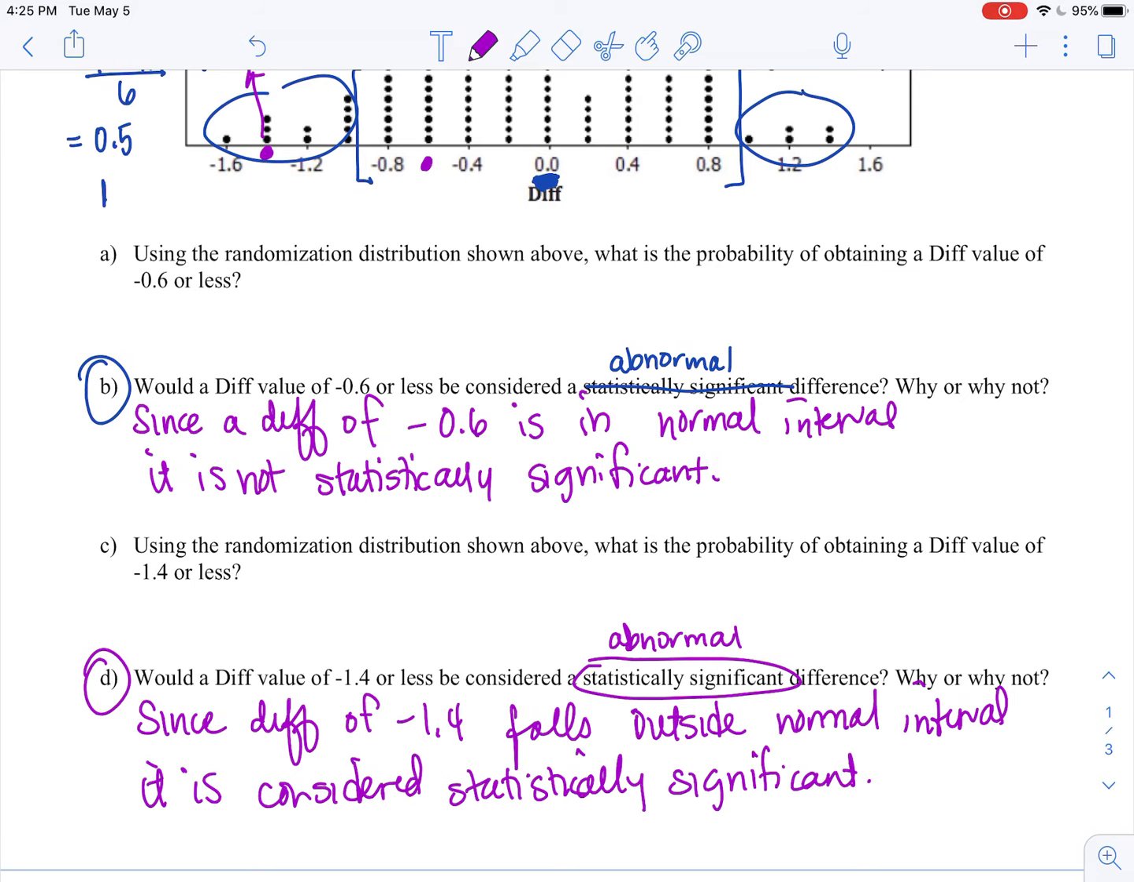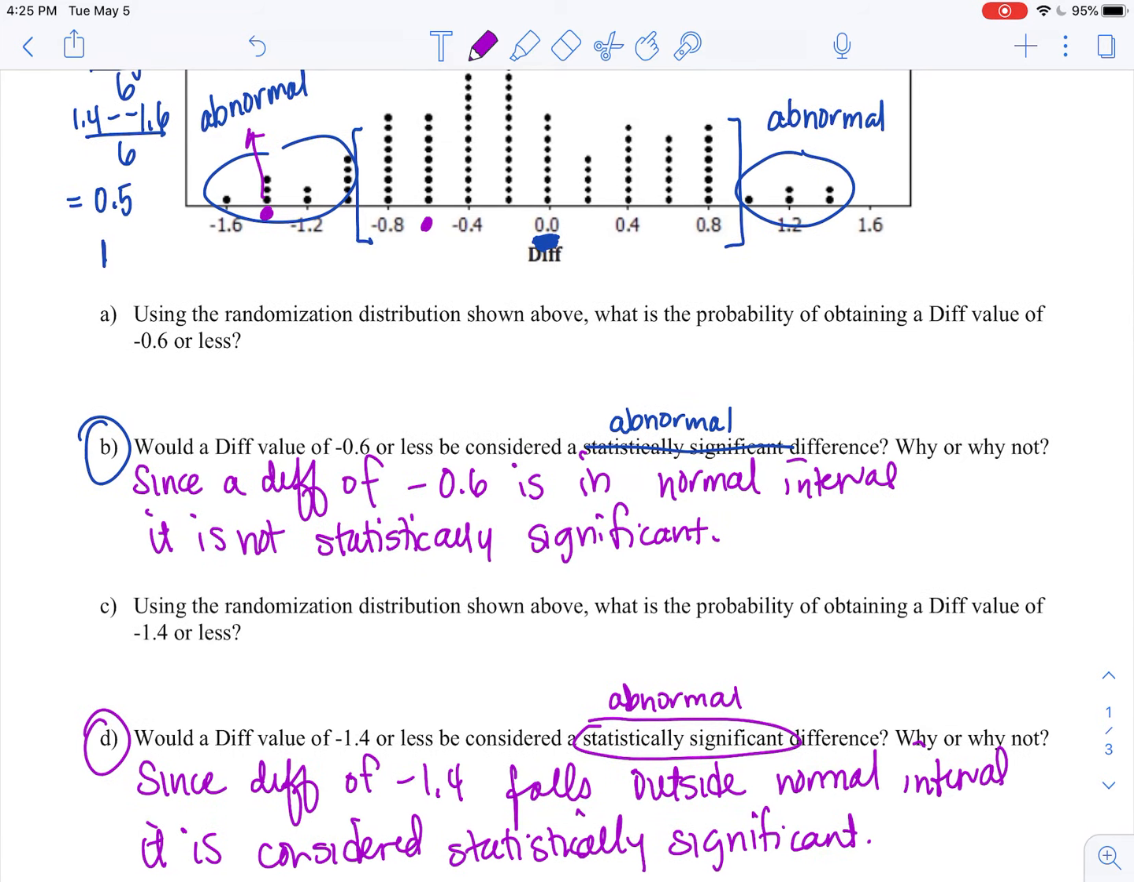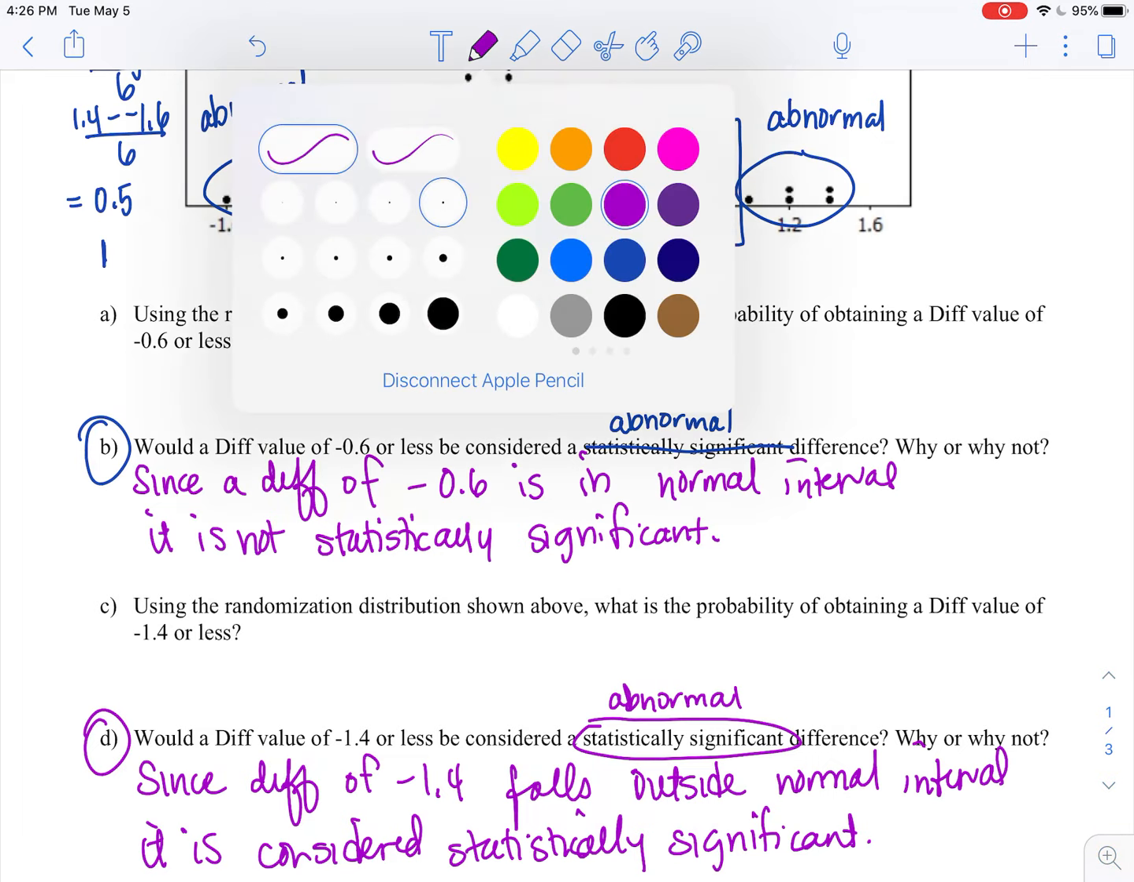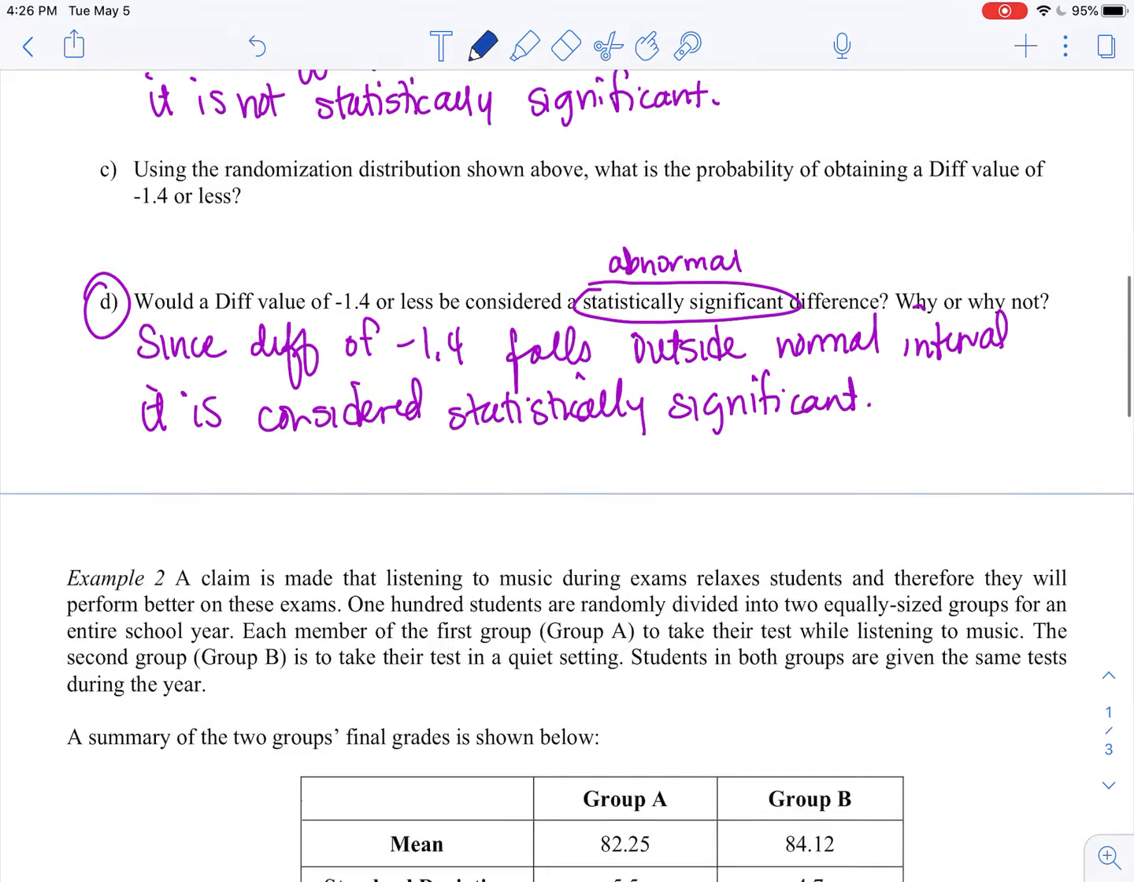And that means that if you were doing some sort of testing of treatments and the difference between your control group, the group that didn't get the treatment, and the other group that did get the treatment, the experimental group, whatever you want to call it, if the difference between those two groups is abnormal, it means that that treatment had some sort of an effect. So once again, let's try the same idea.